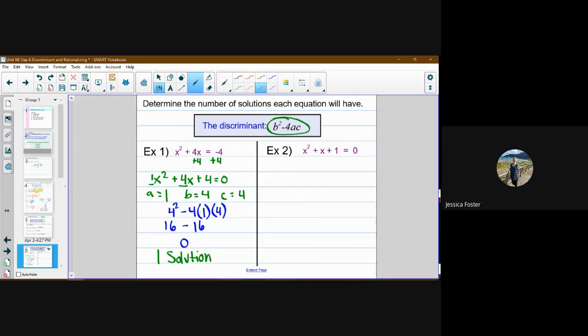All right, take a look at the second one. Pause the video, see if you can determine how many solutions the second one is going to have, and then press play and check to see if we got the same answer.